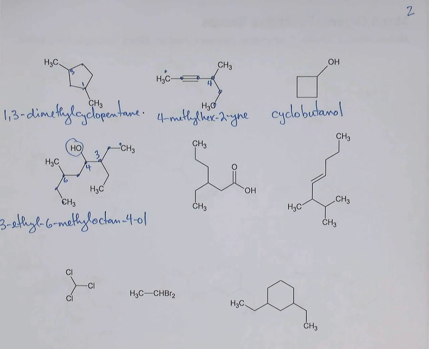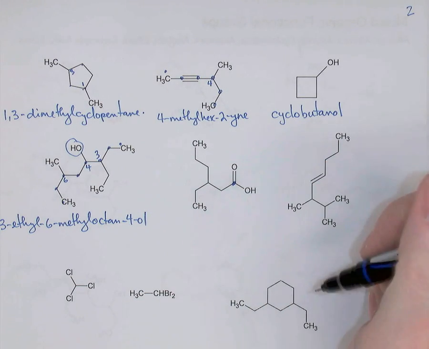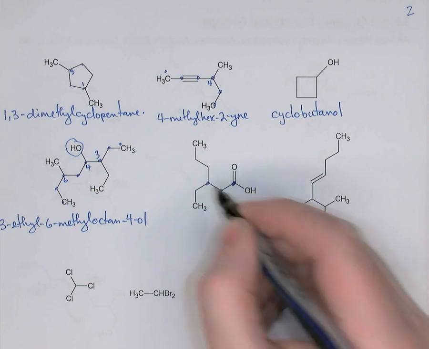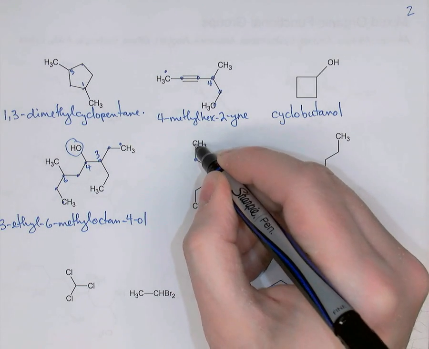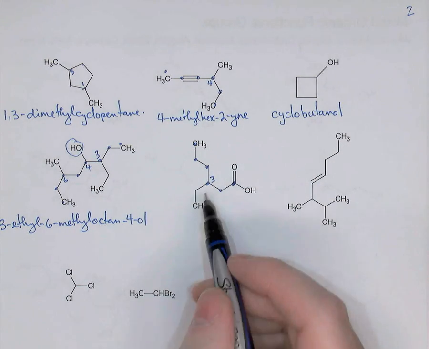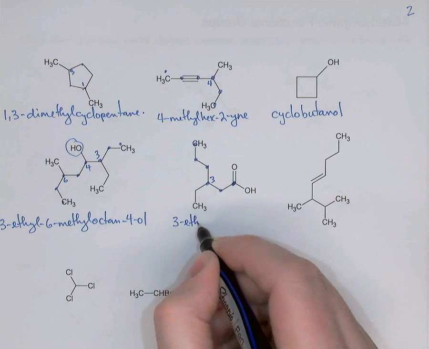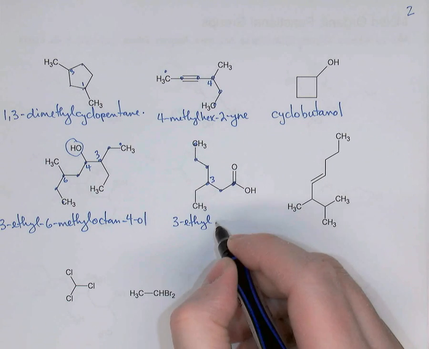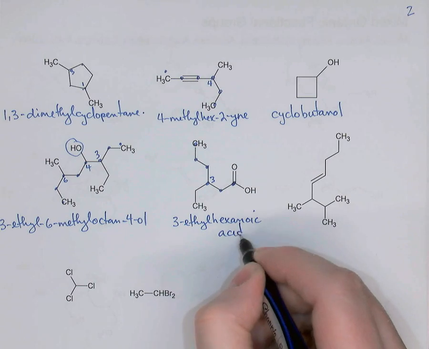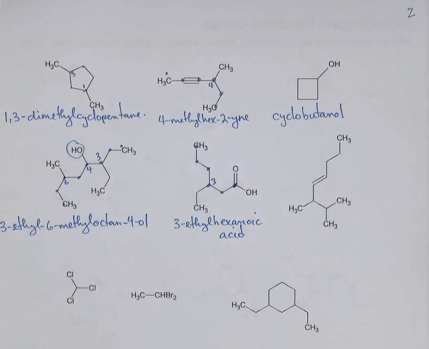The next molecule is a carboxylic acid, C double bond O, OH. So we start numbering at that carbon, carbon 1, 2, 3, 4, 5, 6. That would be the longest chain. So third carbon has an ethyl branch with 2 carbons in it. So this is 3-ethyl, 6 carbons in a chain, hexanoic acid. Carboxylic acids always end in oic acid.